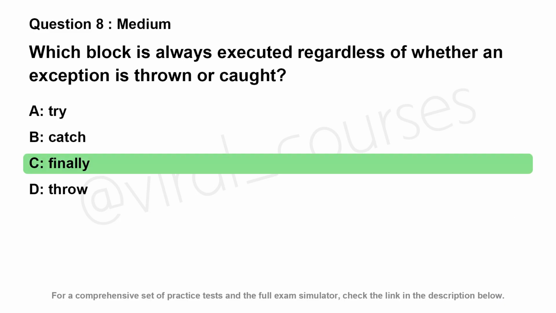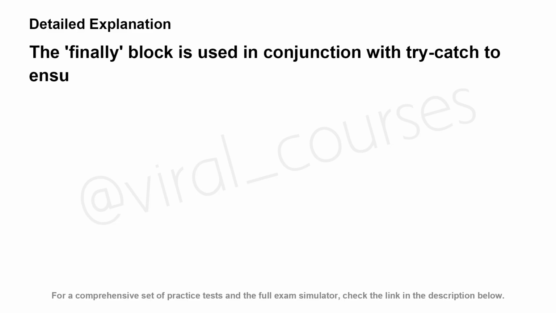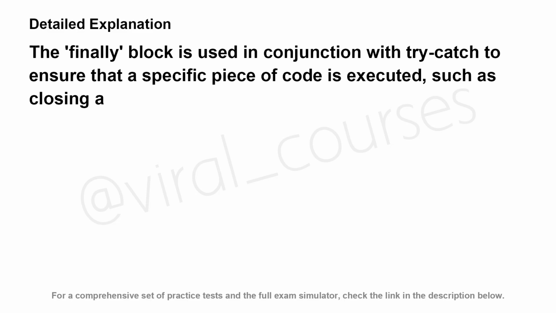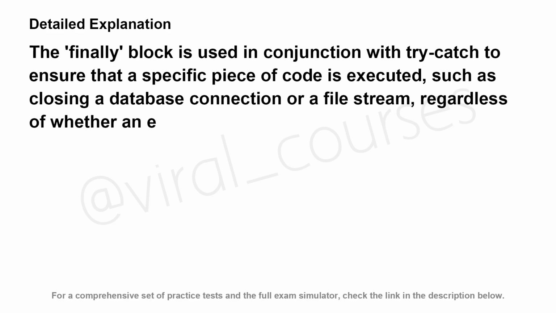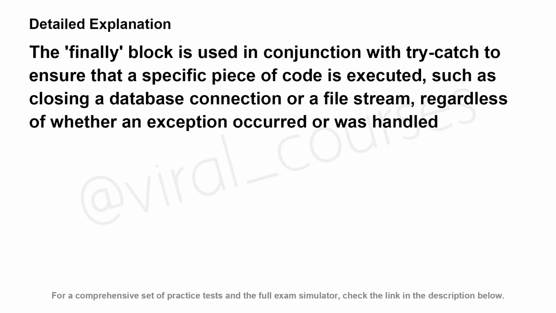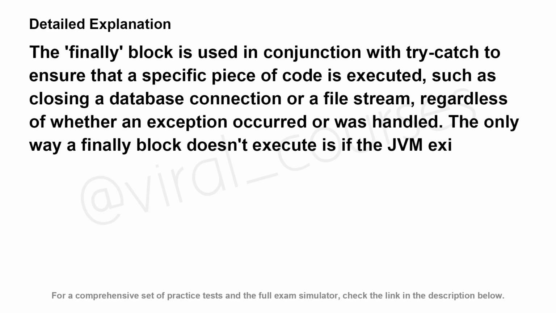The correct answer is C. The finally block is used in conjunction with try-catch to ensure that a specific piece of code is executed, such as closing a database connection or a file stream, regardless of whether an exception occurred or was handled. The only way a finally block doesn't execute is if the JVM exits or the thread is killed.